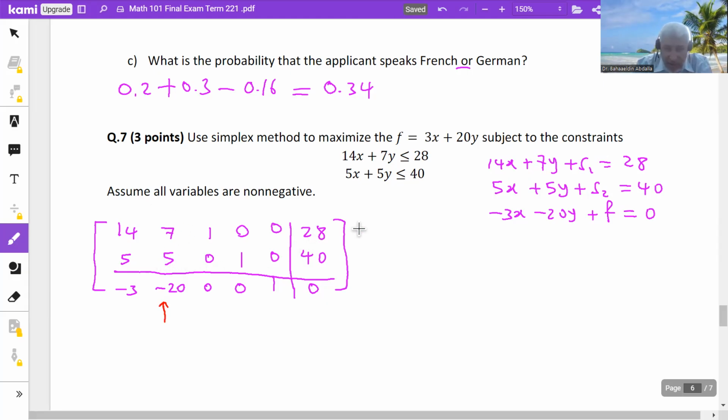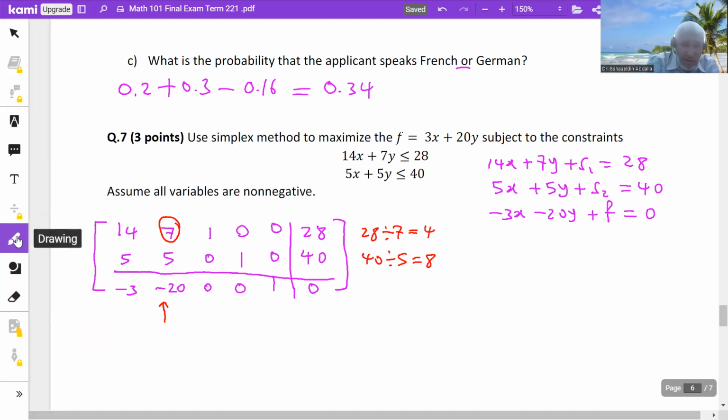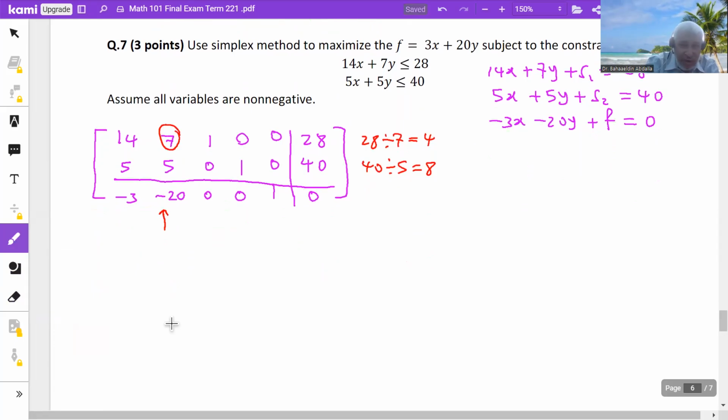And then I divide 28, the right-hand side here, by 7 to get 4. And I divide 40 by 5 to get 8. 4 is smaller, so this number would be the pivot element. What to do with the pivot element? I change it to 1. So I have to divide by 7. So I divide the first row by 7.